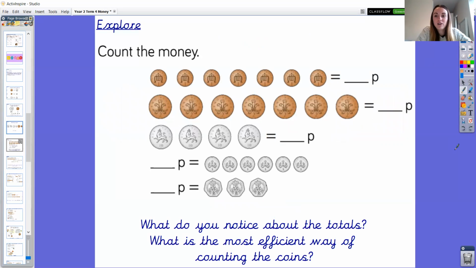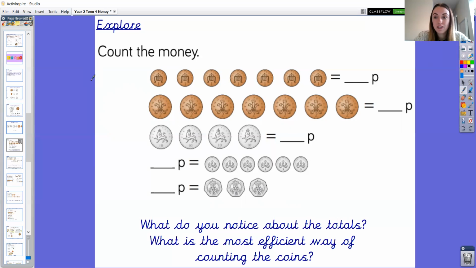Okay, we're going to have a look at counting money now. So as you can see here, we have 1 pennies, okay? So 1p, 1p, 1p, 1p, 1p, 1p, 1p. And I know that this is a 1p coin because it's smaller in size, it's the colour copper, and I can see that there is the number 1 at the bottom of each coin.